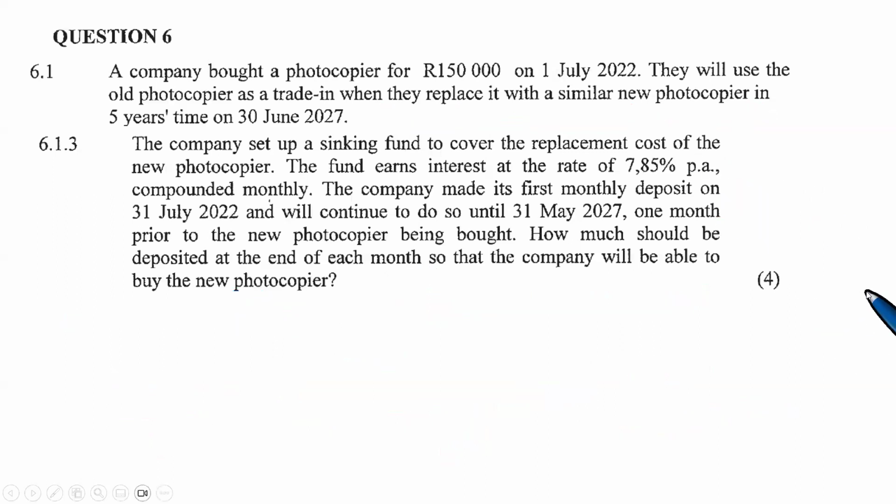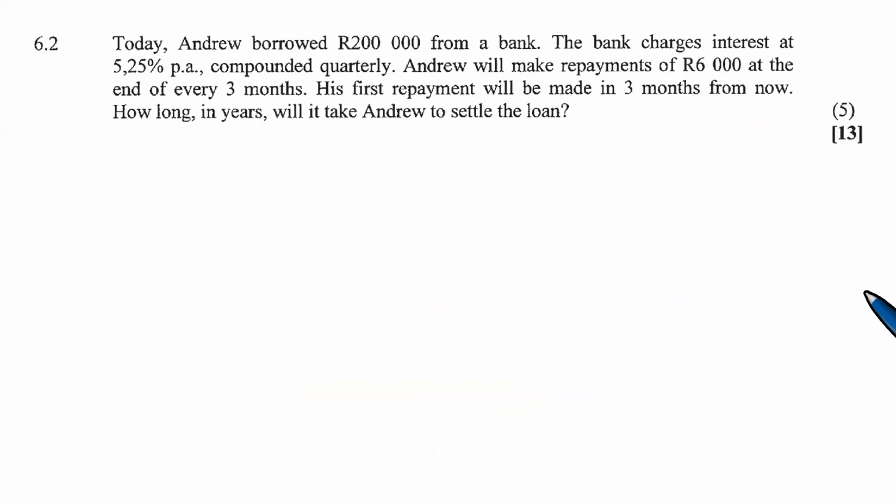Okay, now let us continue and look at the next question. I need your participation in the next question. It's not a question of you just watching. Today, Andrew borrowed 200,000 rand from a bank. The bank charges interest at 5.25% per annum compounded quarterly. Andrew will make payments of 6,000 at the end of every 3 months. His first payment will be made in 3 months from now. How long in years will it take Andrew to settle the loan?